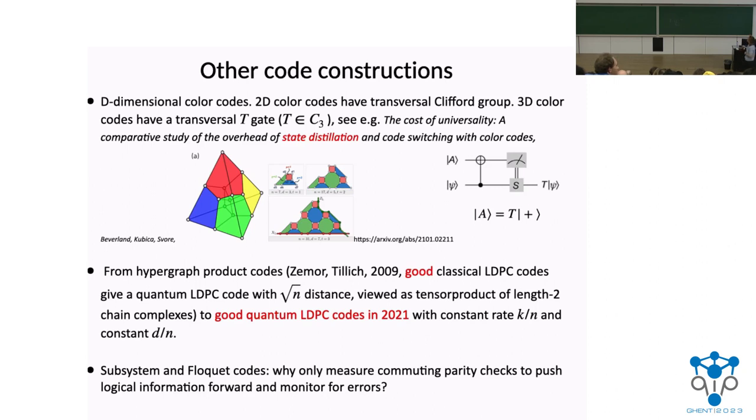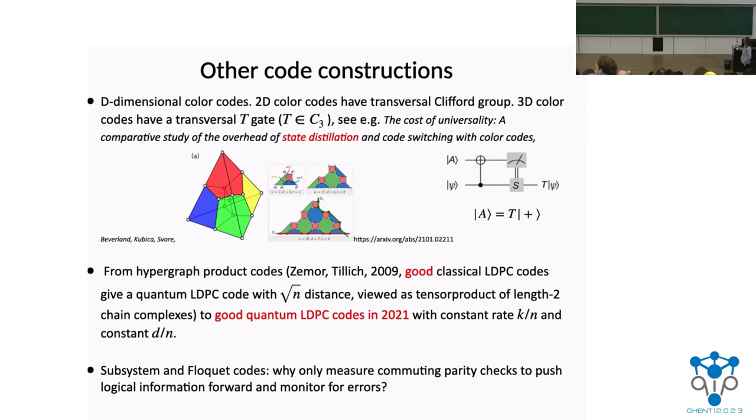Right? And so you can see that as a tensor product of length 2 chain complexes, and then I can also take tensor products of length 3 complexes and things like that. Right? They call this the hypergraph product codes, but yeah, there are different ways of seeing this.